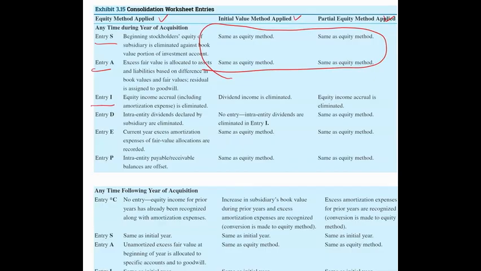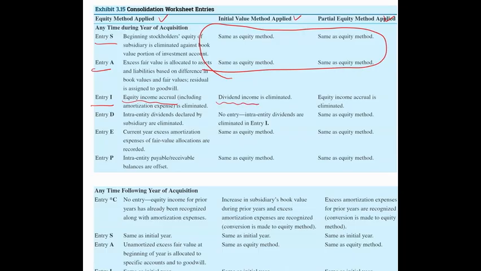Then move on to entry I. Entry I is to remove the intra-entity income, and here the three methods are different. Okay, so in the equity method, we are going to eliminate this accrued income. Well, in the initial value method, the income recognized on the parent books is actually the dividend declared.